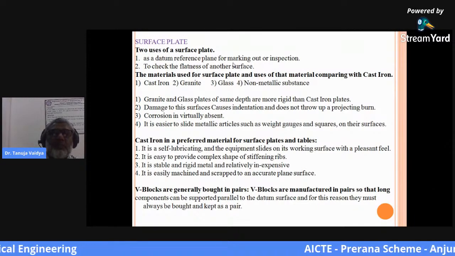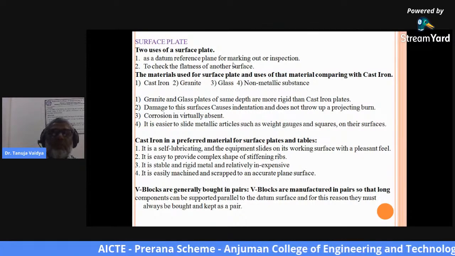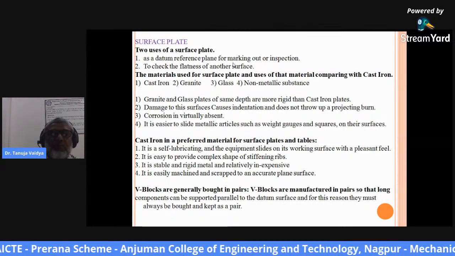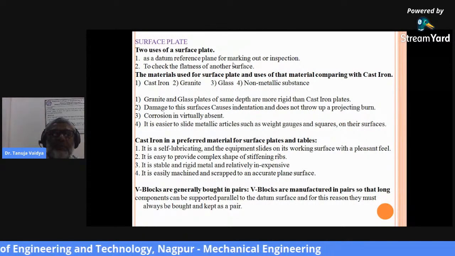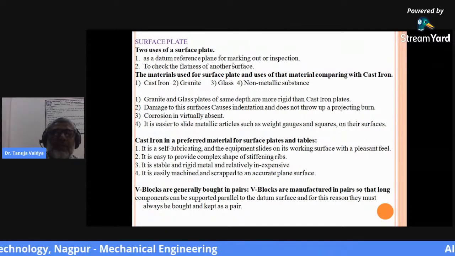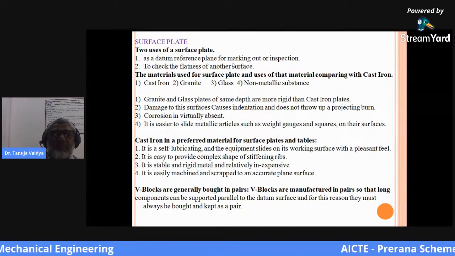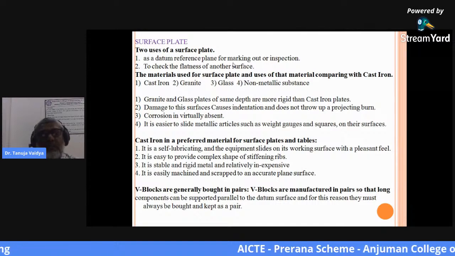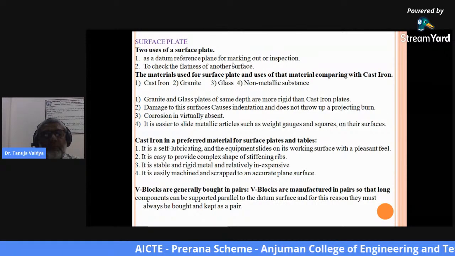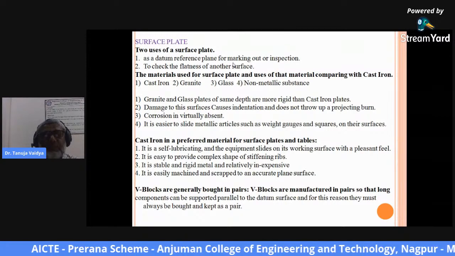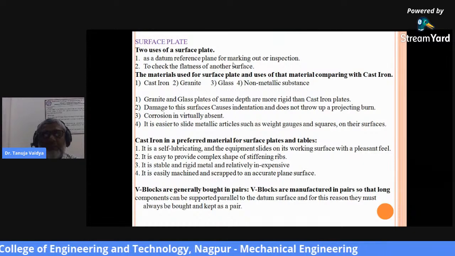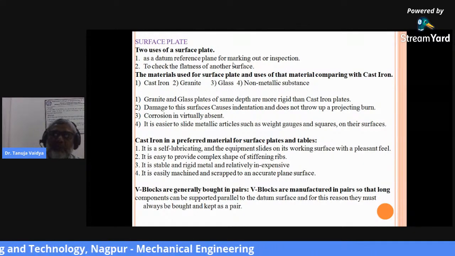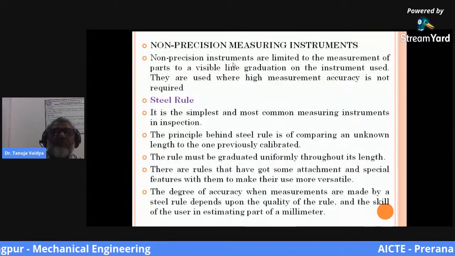Second, it is easy to provide complex shapes of stiffening ribs. The ribs are provided below the flattened surfaces for stability purposes. Third point in favor of cast iron, it is a stable and rigid metal, and relatively inexpensive. And the last point in favor of cast iron is that it is easily machined and scraped to an accurate plane surface. And I have already told you about the V blocks.